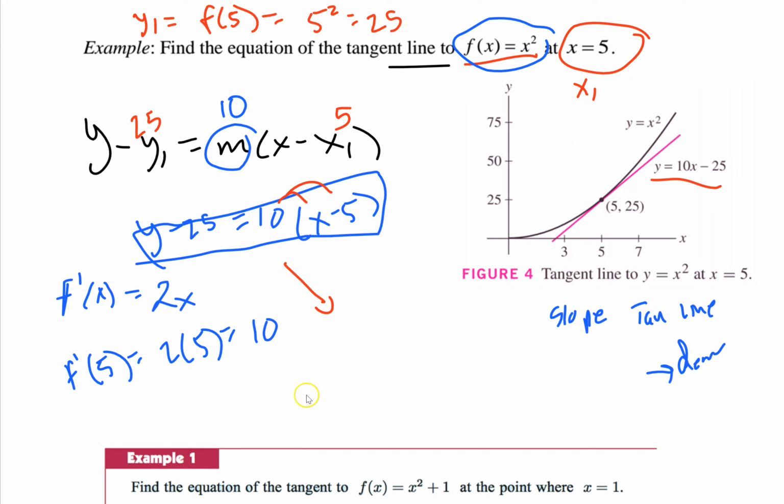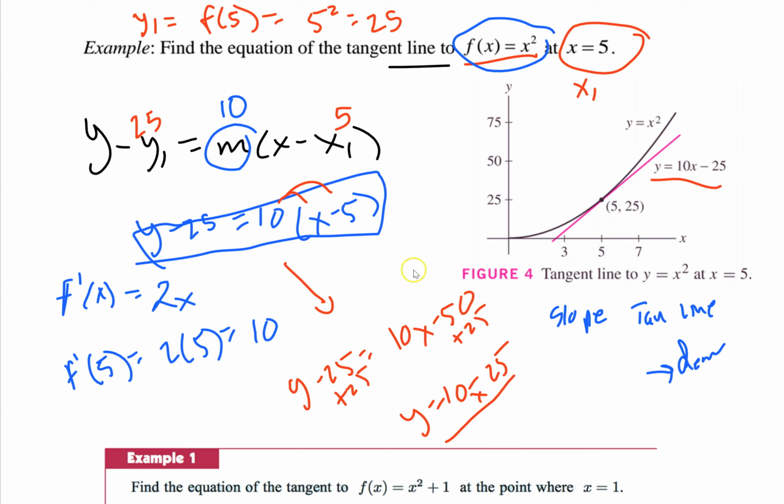Distribute. y minus 25 equals 10x minus 50. Add 25 to both sides. Y equals 10x minus 25. Right? Again, so you don't need to do this unless they ask. If they say put in a certain form, then you have to do this. Otherwise, this is totally fine, right? Either way, it's the same answer. So that's our first example. Let's do another one.